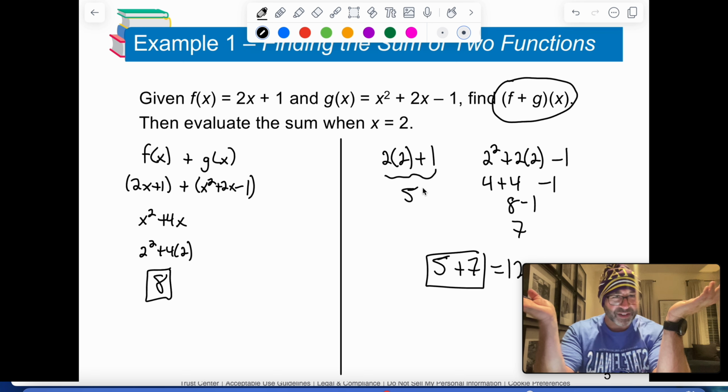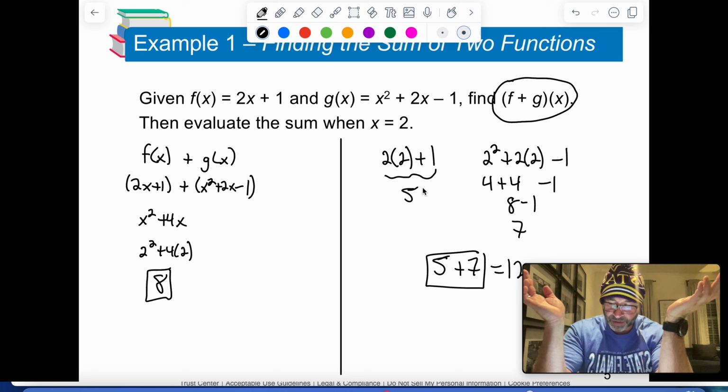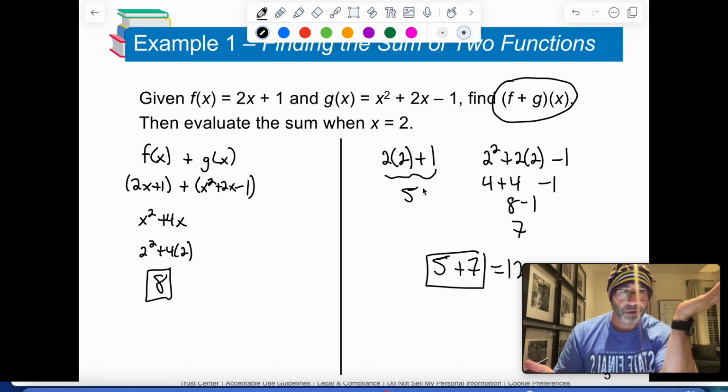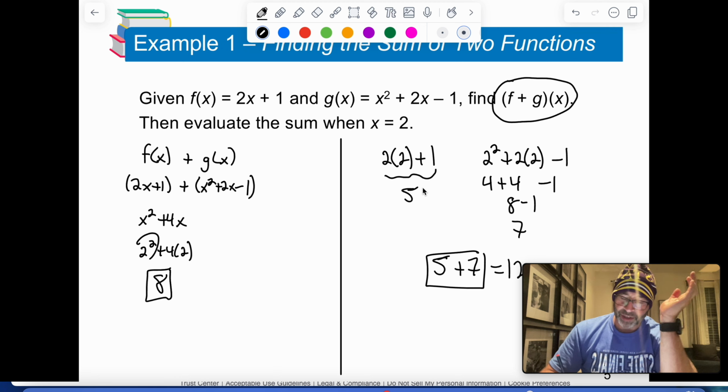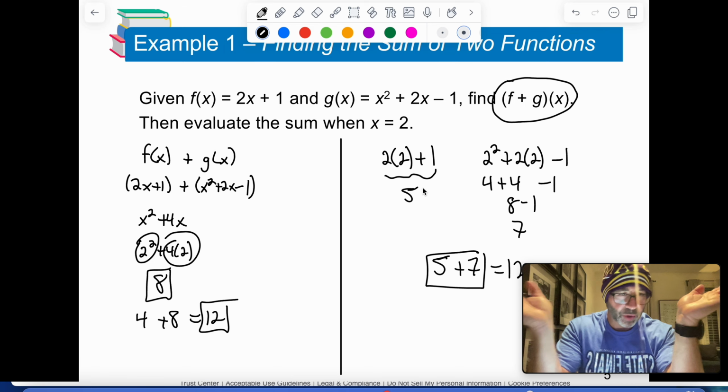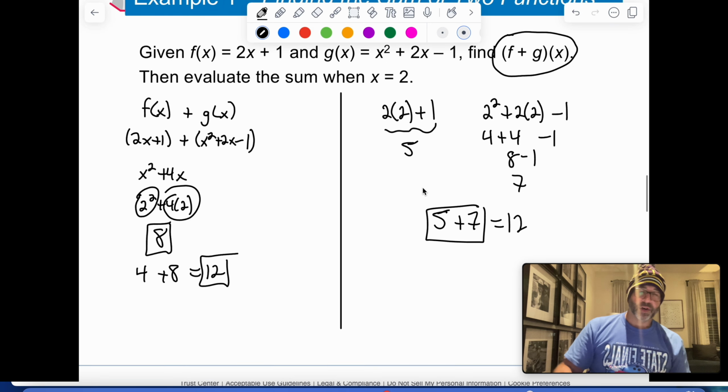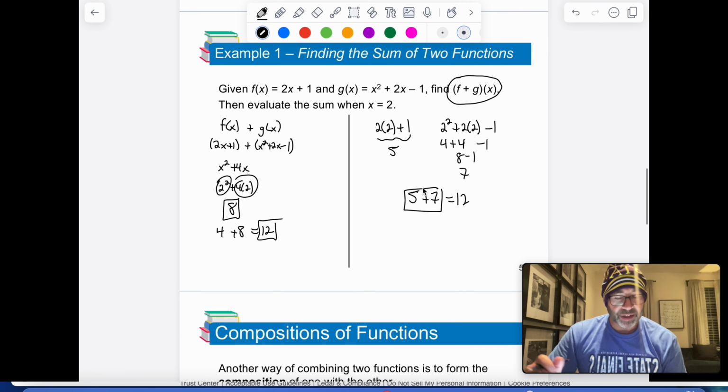What did I do wrong here? Something's wrong. Hang on. f of x is 2x plus 1. g of x is x squared plus 2x minus 1. We get x squared plus 4x. Oh, geez. You can tell it's late and I'm tired because I'm making careless mistakes. So this x squared right here is going to equal a 4, and this 4 times 2 is going to equal 8. 8 plus 4 is going to equal 12. Sorry. I'm a human, I make mistakes, right? So it is equal to 12.